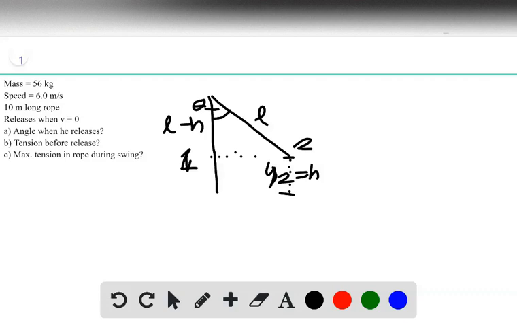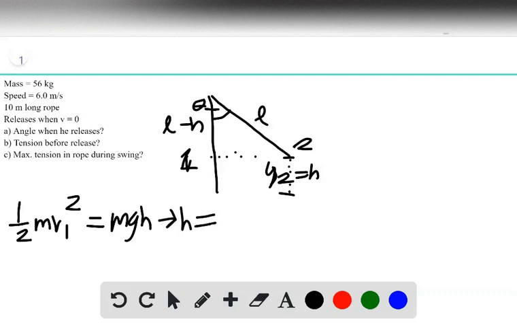So when we do conservation of energy, E1 equals E2. At the bottom, we're going to set his starting point to be the 0 height, so we're not going to have any potential energy. At the bottom, it's just going to be 1/2 m v1 squared, equals, and at the top, if he releases when his velocity is 0, there's no kinetic energy, so it's just going to be m g y2, which we're going to call h, mgh. So then h equals v1 squared over 2g.